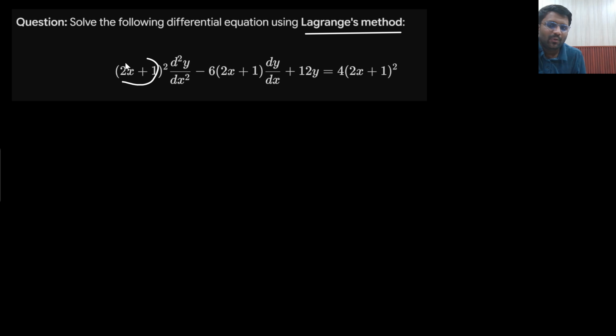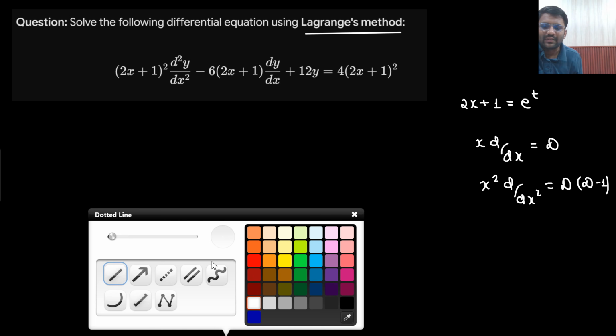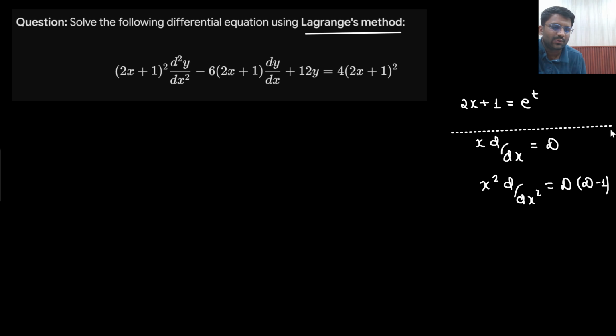So now who is creating the problem? 2x plus 1 is creating the problem. So what you will do is that 2x plus 1 equals e to the power t. This is the first thing you will do. Previously, what used to happen: x d by dx used to be replaced as D, x square d2 by dx2 will be replaced as D into D minus 1. This used to happen previously.